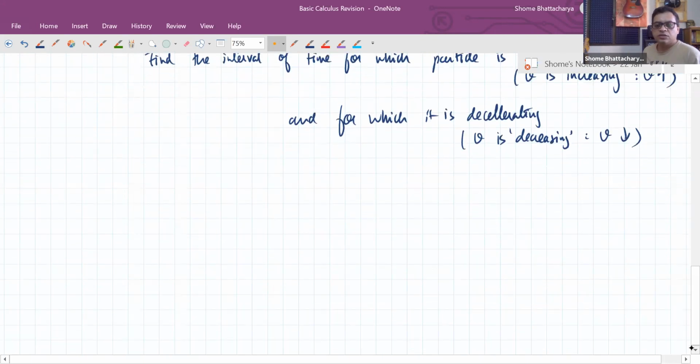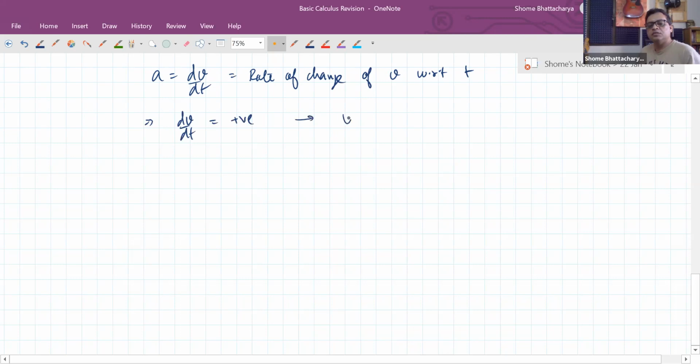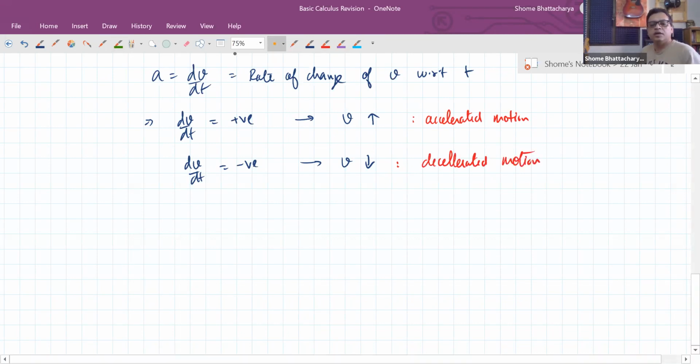So let's understand this. Here we will use the relation that the acceleration is dv/dt, which is equal to the rate of change of v with respect to time. So that means that dv/dt being positive means v is increasing, and dv/dt being negative means v is decreasing. So this implies that the particle is in accelerated motion, and this would imply that the particle is in decelerated motion. This is the implication in terms of one-dimensional motion, that is motion along a straight line. This is how we describe the situation.